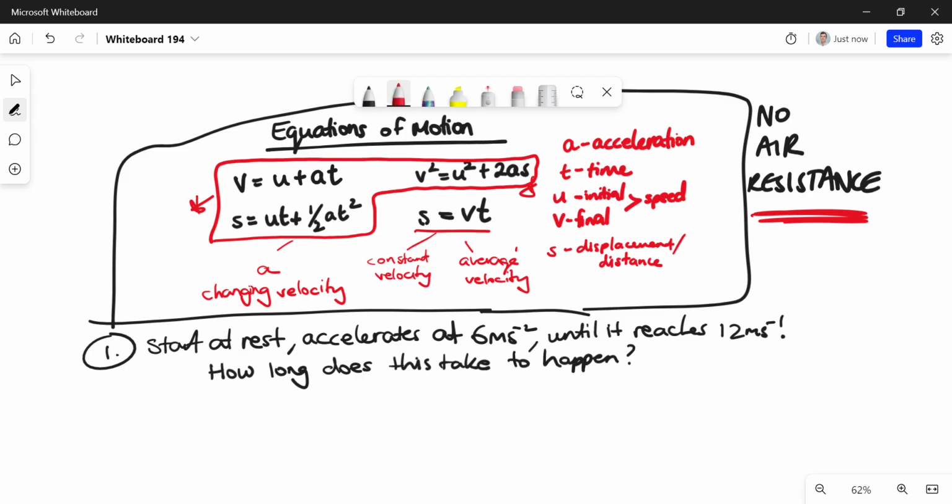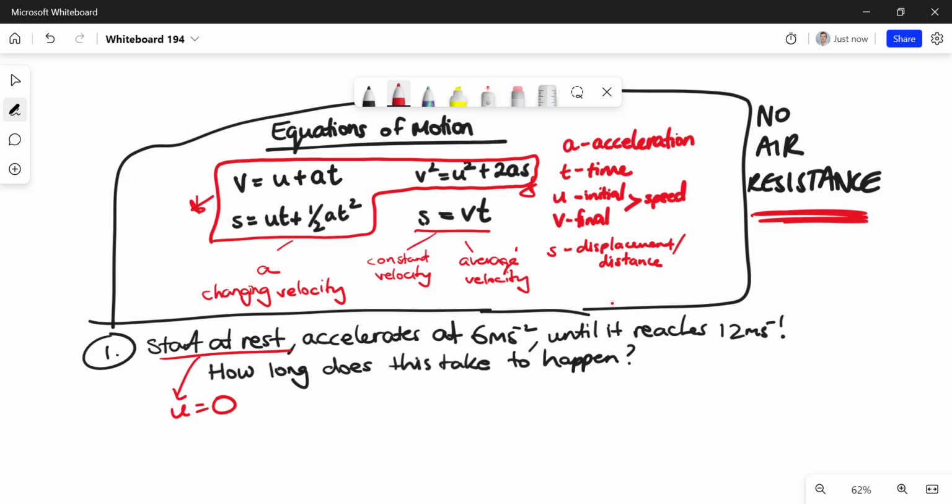Now, when you're answering these types of questions, I've got a very clear process that I would always be looking to follow. Start off by reading the question and writing out what you know and what you don't know, and then very importantly, pick an equation and think about how you are going to solve it. So the first line here says that the object is starting at rest. What that tells me is that the initial velocity, u, is 0.